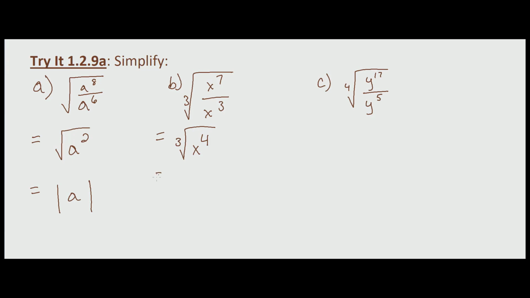Now we'll break that up into perfect cubes, or any factors that are perfect cubes, and what's left. So we're left with the cube root of x cubed times x. No absolute value needed because we're dealing with the cube root. Cube root of x cubed is simply x, and we're left with the cube root of x.